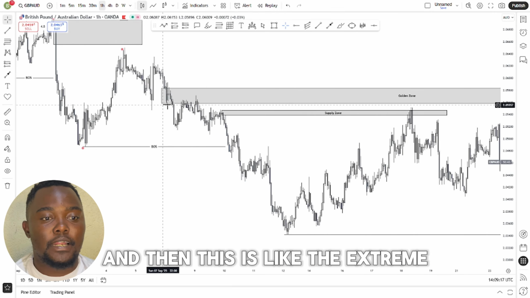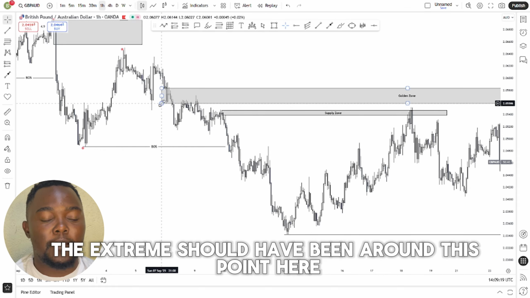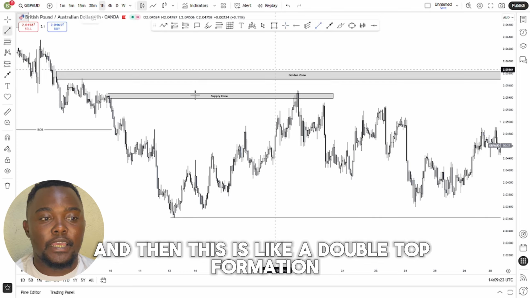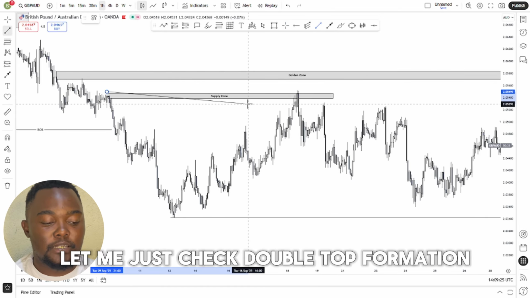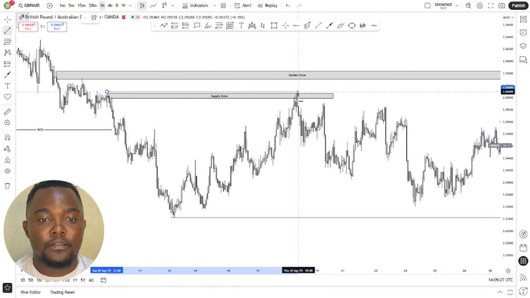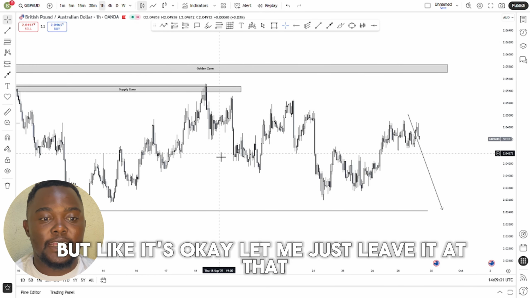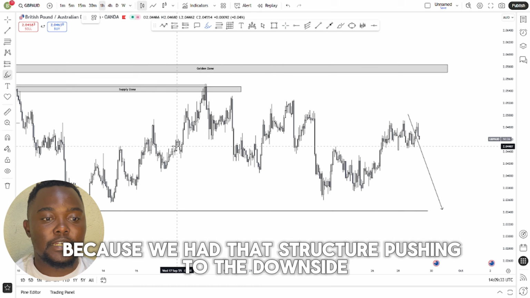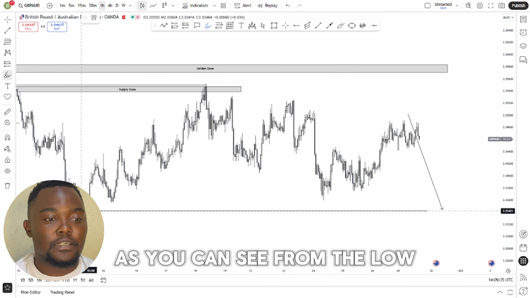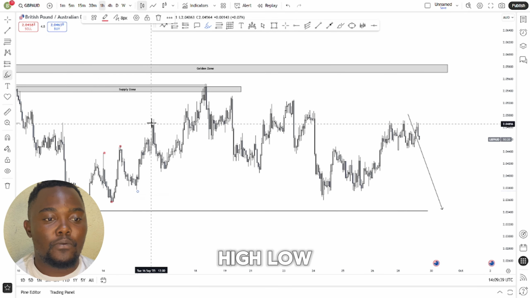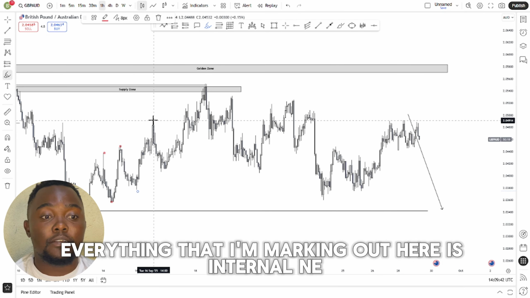And then this is like the extreme. I think the extreme should have been around this point here, and then this is like a double top formation. Let me just check. It seems like a double top formation, but it's okay. Let me just leave it at that, just because we had that structure pushing to the downside. As you can see from the low, we had a high, low, high, low, high, and then everything that I'm marking out here is internal.